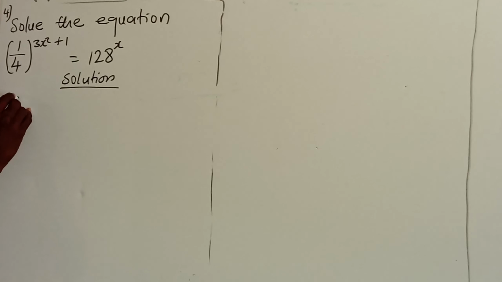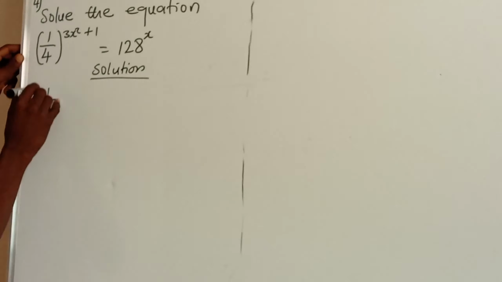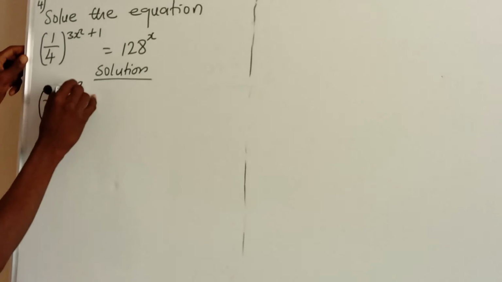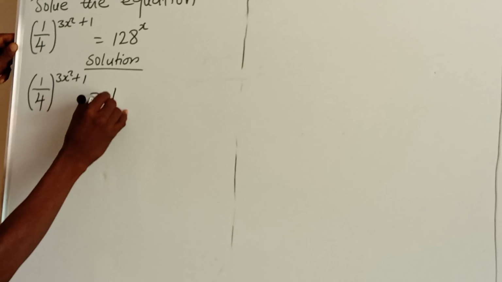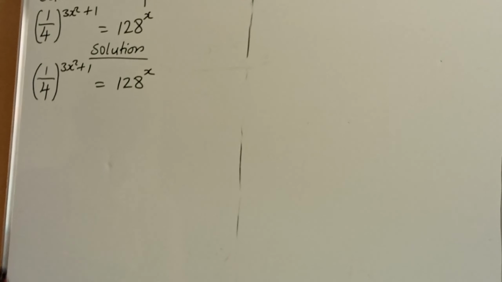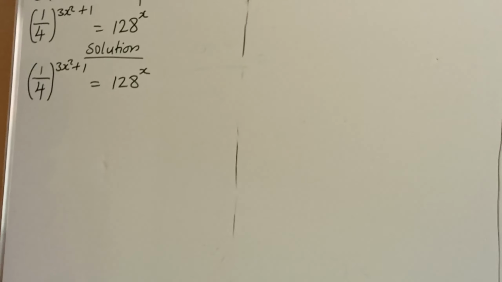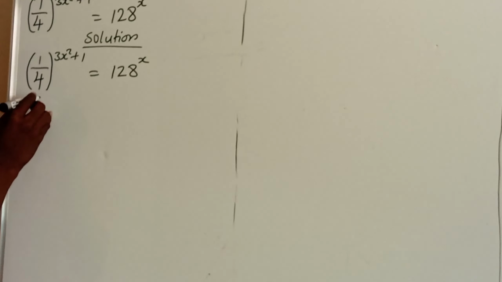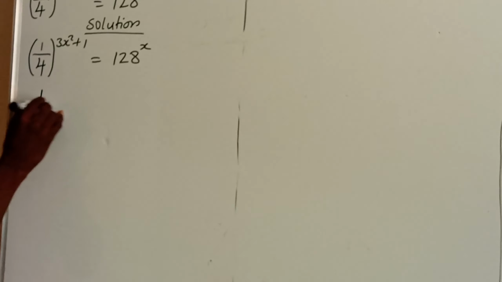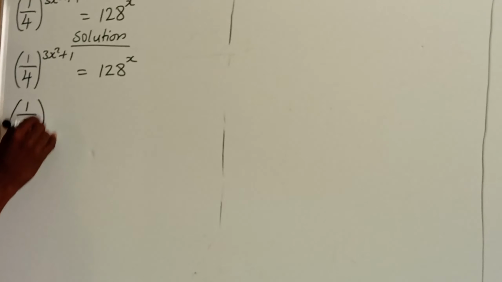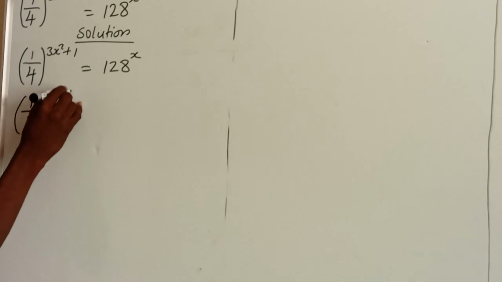X. So it's (1/4)^(3x²+1) = 128^x. So here you try to simplify these in order to have the same base. So you say (1/2)^2 raised to the power 3x² + 1.